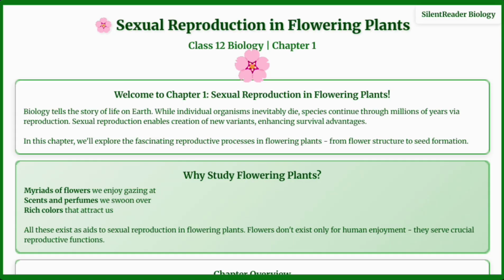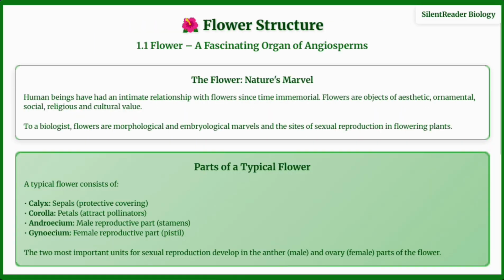In this chapter, we'll examine flower structure, pollen development, embryo sac formation, pollination mechanisms, double fertilization, and seed development, the complete reproductive journey in flowering plants. Let's begin with the flower itself, nature's marvel of reproductive engineering.